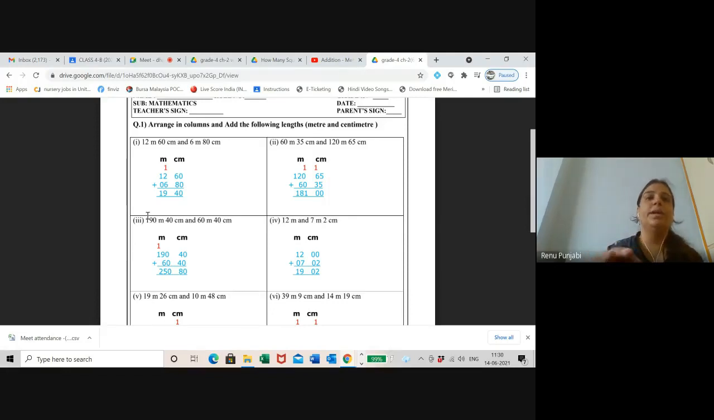Same way you copy down the sum. 190 meters under the meters. Always remember you need to make 2 columns. One is for meters and another is for centimeters. Write the meters value under the meters and centimeters under the centimeters.